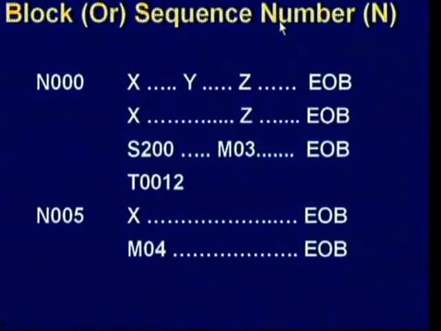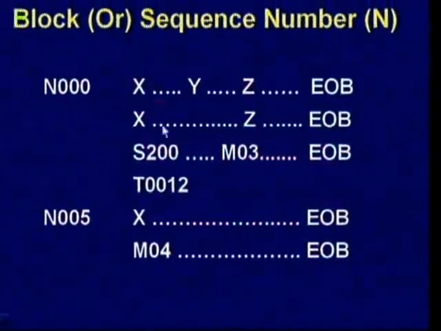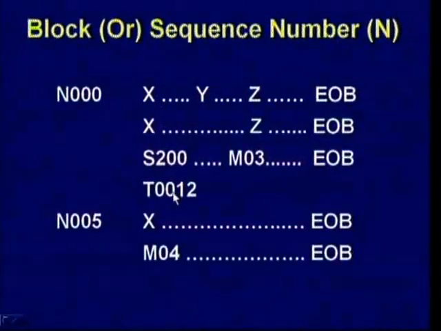The group of statements may have a single block number if all these statements are interrelated. Here, for block or sequence number N000, actually 4 blocks are there. All these 4 statements come under a single block. That's why we are denoting them with a single block number. Here N005 is a block number which contains two statements.